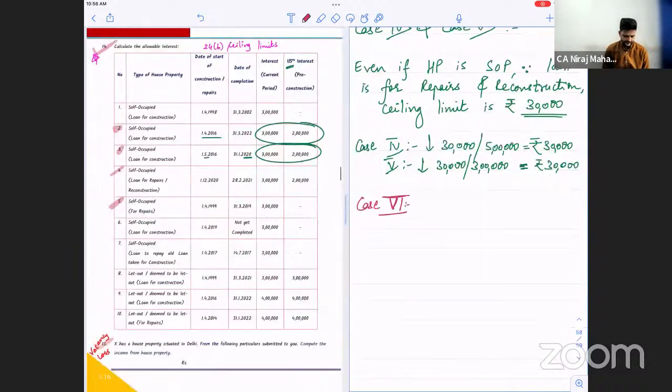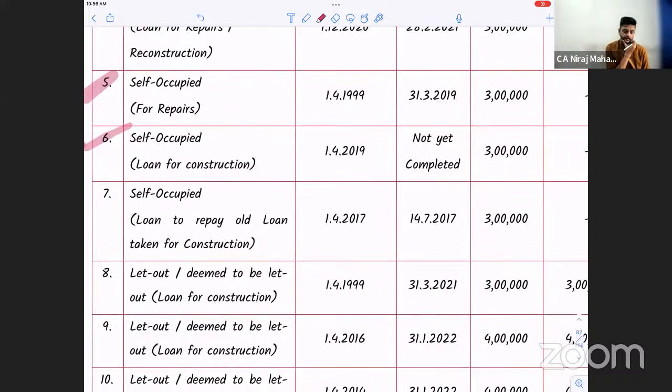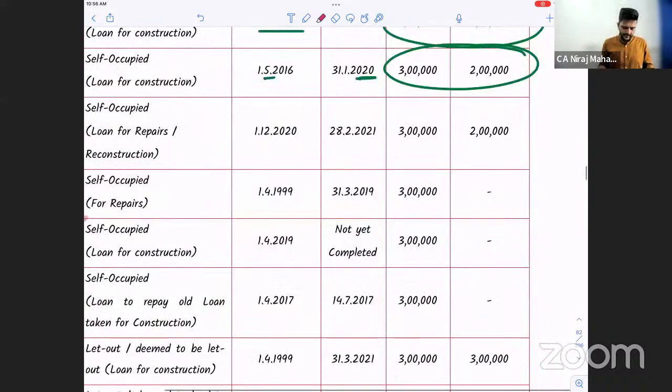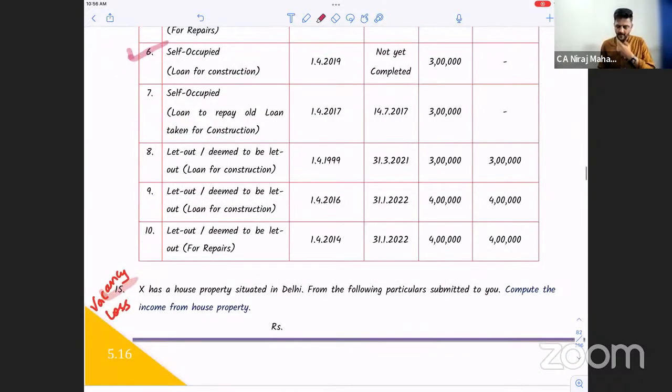Case number 6. Look at the case. The type of property is SOP, self-occupied. The loan is taken for construction. The loan is taken on 1/4/19. Construction is not yet completed, but current year interest accrued is 3 lakh rupees. Case number 6. What is the deduction under section 24B?